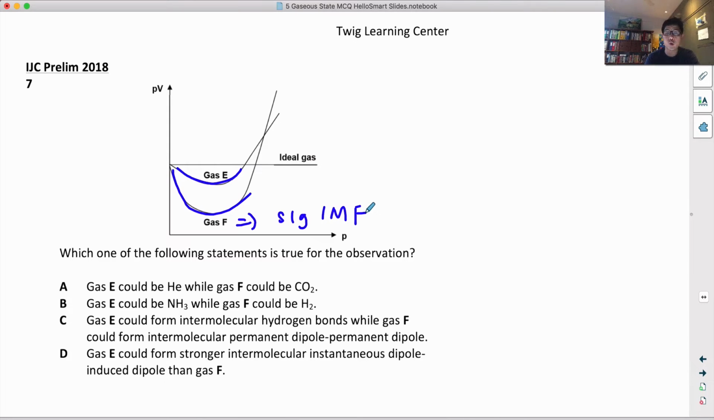Helium and CO2 are both non-polar, so they both have instantaneous dipole-induced dipole (ID-ID) interactions. But carbon dioxide, because it's a bigger molecule, has more electrons, which implies it will have stronger ID-ID compared to helium. So it will deviate more from ideal gas behavior. This is why A is the answer. This one I think should be fine.